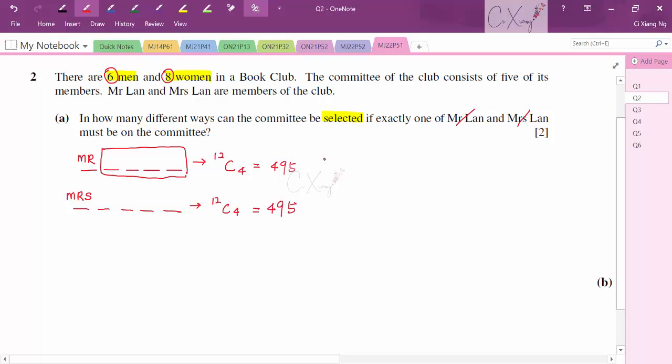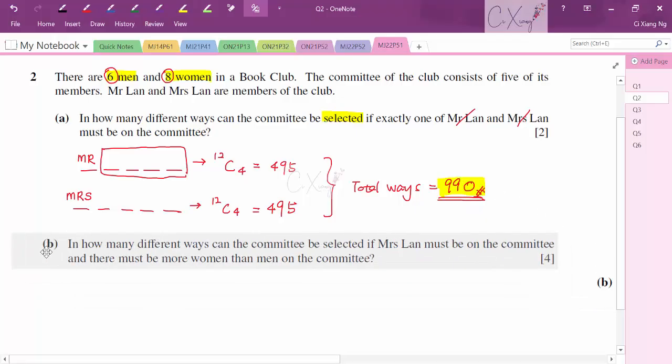All right. Therefore, we need to get the total ways. So for the total ways, it will be 495 multiplied with 2. And the answer should be 990. Right, so this is how we answer part A. And now let's continue to part B.